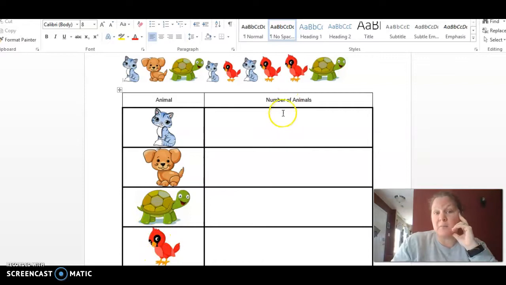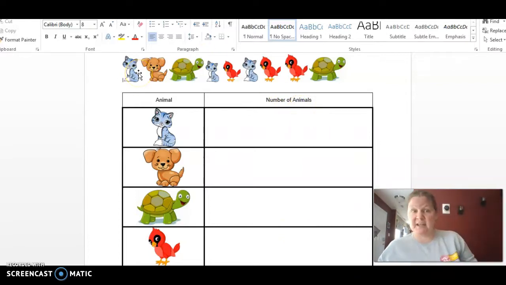Then this column is where we will write numbers. This is the number of animals. So let's pretend we already collected our data by voting, and we found out these are the pets that people had in our class. So we need to now go through and match a number to each one. So look at my picture of animals at the top, not down here. This is my table where I'm going to write my data.